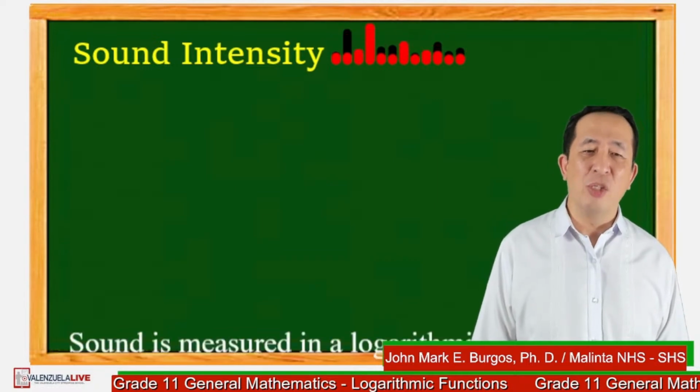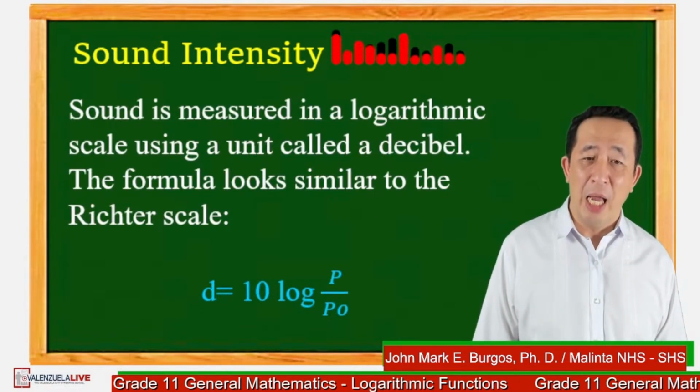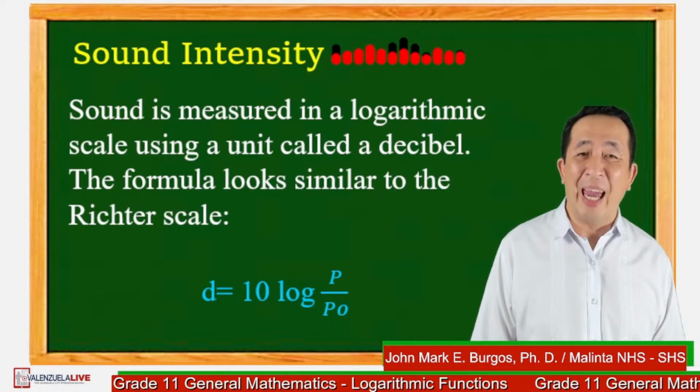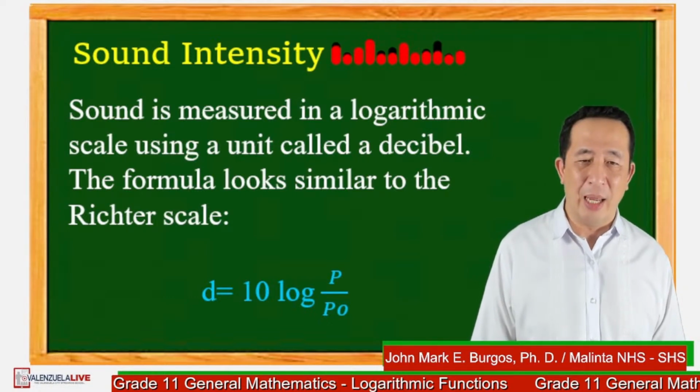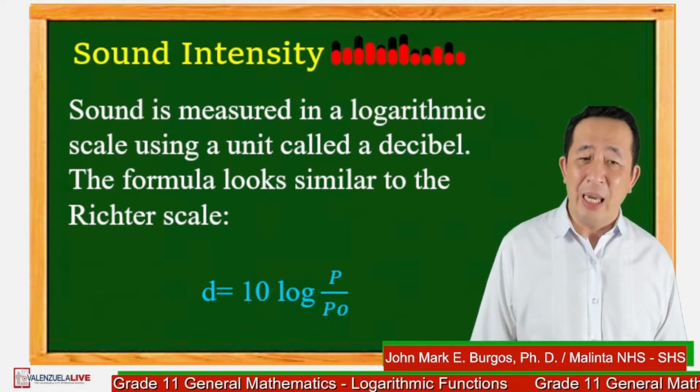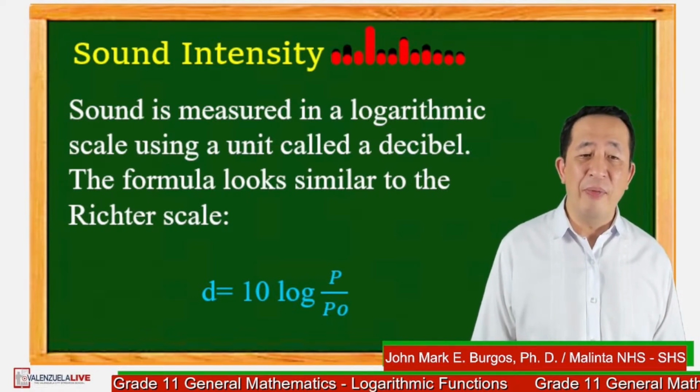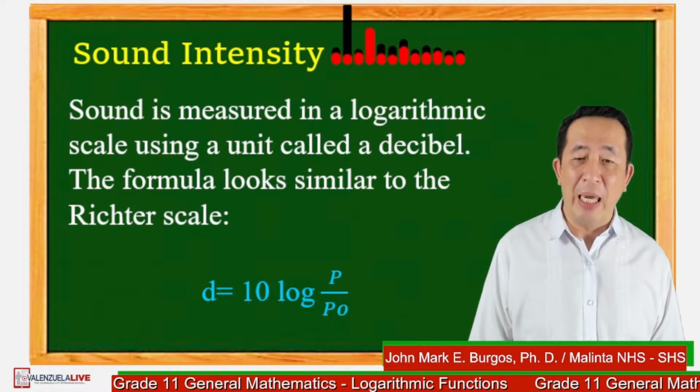Sound is measured in a logarithmic scale using a unit called a decibel. The formula looks similar to the Richter scale, where D is equal to 10 log of P over P sub 0.